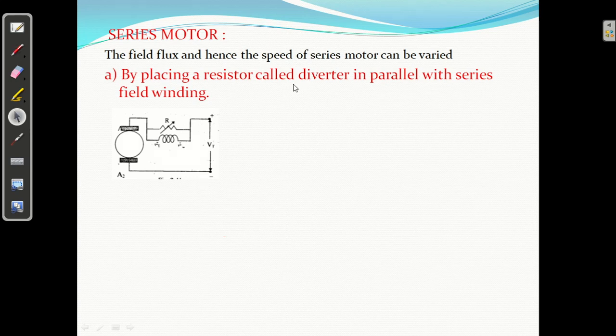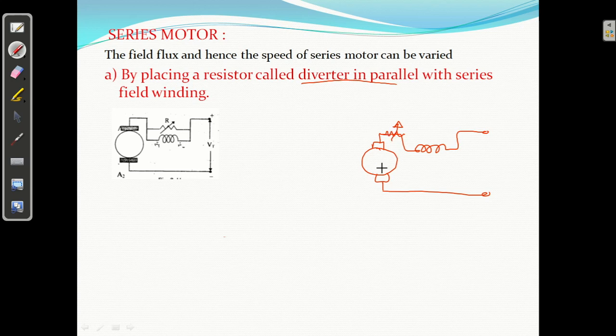We provide a resistance in parallel with the series field winding; that is called the diverter method. Before discussing these methods, I want to discuss one more thing. This is the armature, and this is the series motor. You might say, sir, why not insert a resistance? You can connect a resistance, inserting it in series with the field winding. Clear? So speed will be controlled, right? But is it called a flux control method? Yes, but it is also called an armature control method.